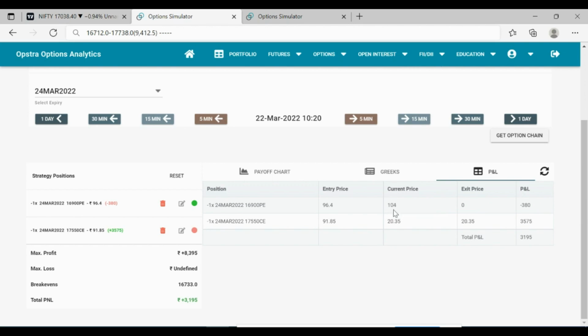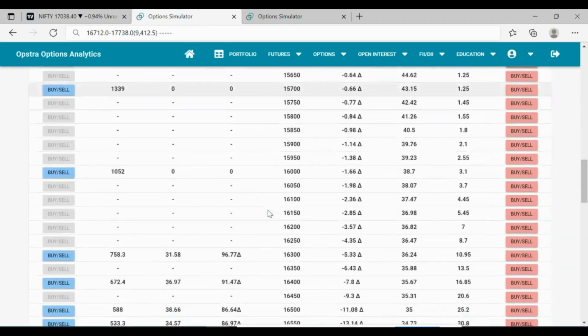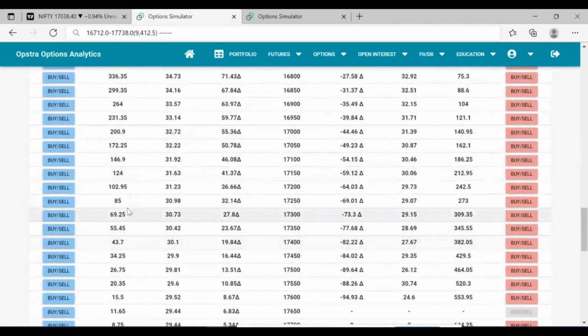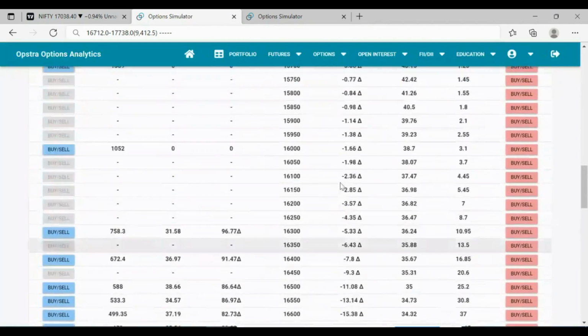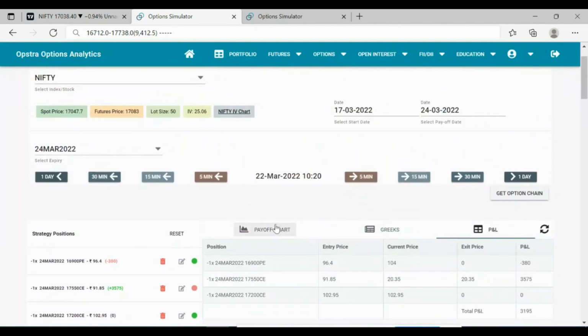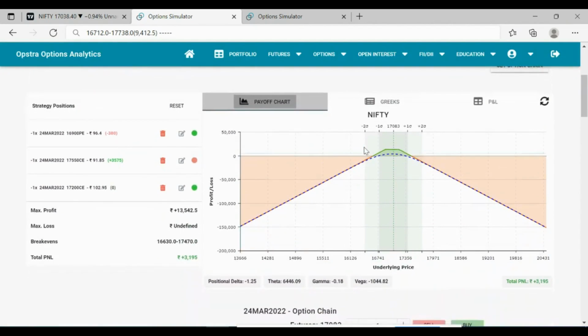So I have to sell a call worth around 104. I'll go to the option chain. Yeah, this is the close. I'll just sell this call to get it back to this triangle. So now again we stand here, right? This is my triangle.